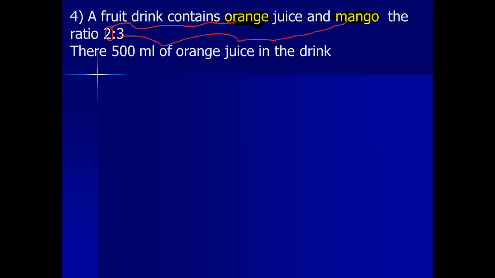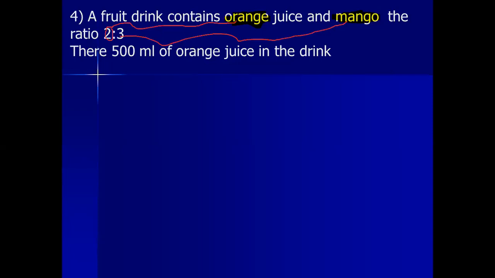Take your time, go step by step. Now does the 500 represent 2 or 3 parts? 2. Right. To find one part, what will you do? Divide. What will you divide by what? 500 divided by 2. Good. It will become, you can do it mentally, 250. Excellent. There is 250 in each part.